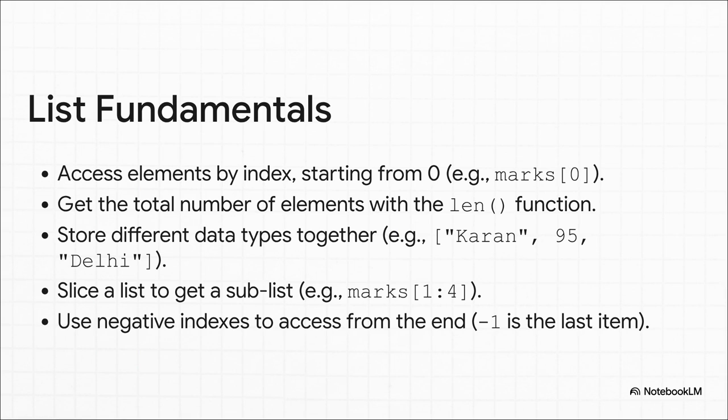You can grab any element you want using its index, and remember that always starts at 0. You can get the total number of items with the len function. And get this, unlike arrays in a lot of other languages, a single Python list can hold different data types all mixed together, strings, numbers, whatever you want. Plus, just like with strings, you can slice them up to get a smaller piece of the list, and you can even use negative numbers to count from the end.